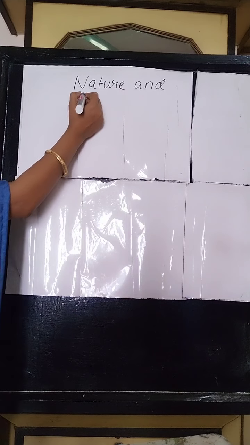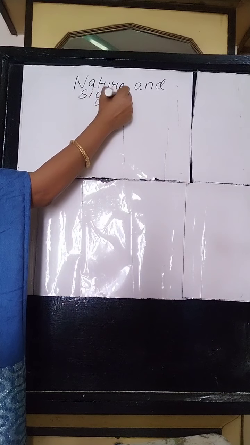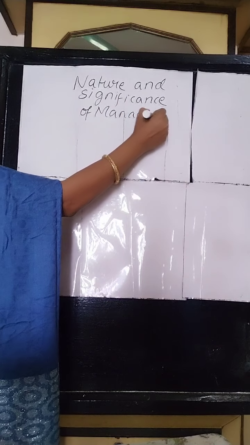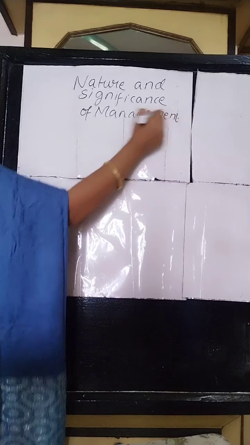So today's class is the beginning class. The chapter name is Nature and Significance of Management. The first chapter of part A section of business studies. This is the first chapter of the book and the first chapter of part A section. So today we will start with this chapter only.